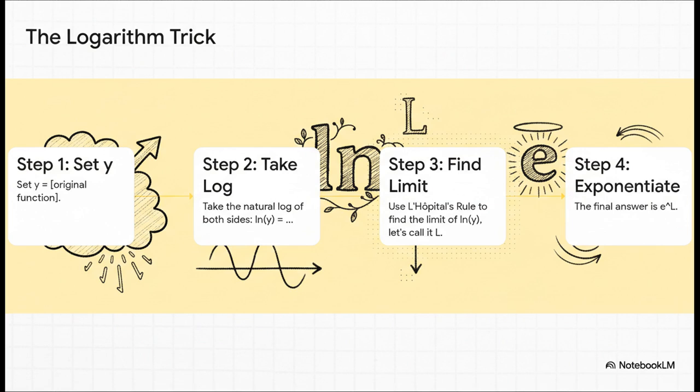But, and this is super important, you're not done. The number you get, let's say it's L, is the limit of ln of y, not y. So you have to do one last step, get y by itself. You exponentiate both sides, and your final actual answer is e to the power of L. Don't forget that last step.